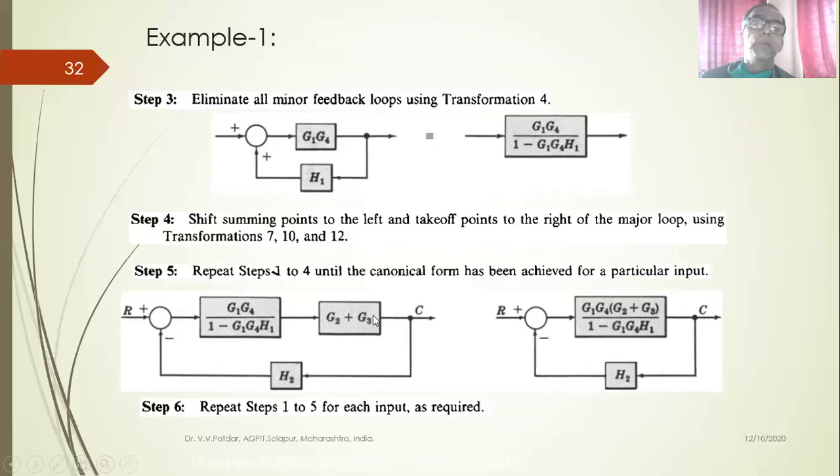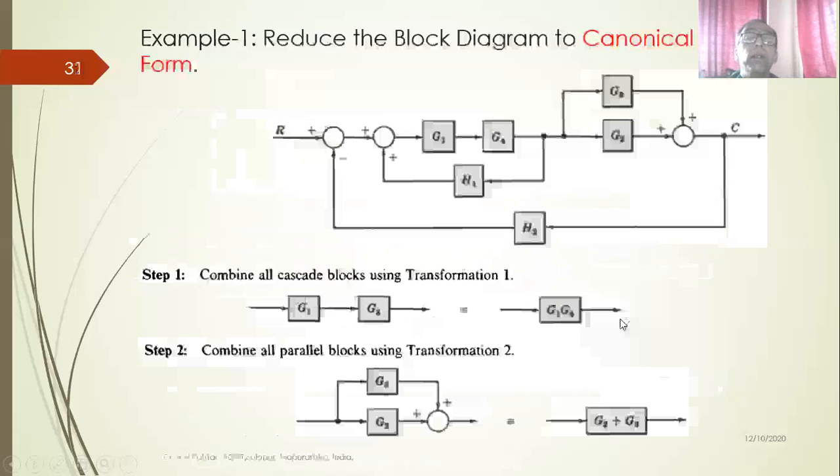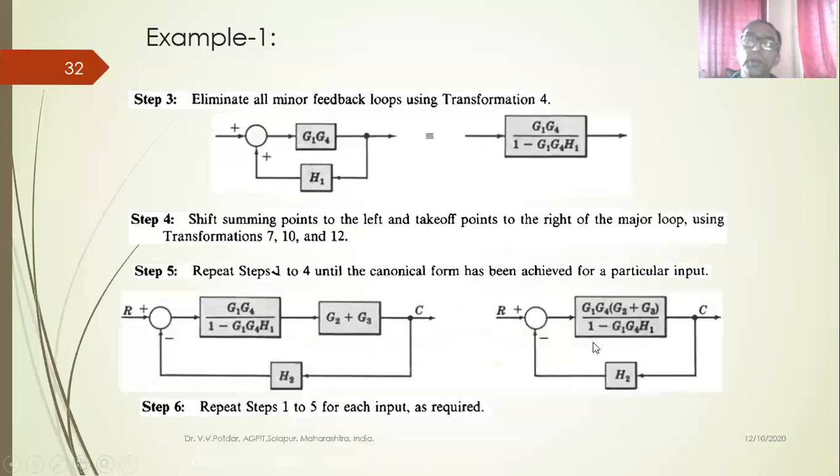This is how we get two blocks. This is a parallel block combination, a feedback block combination, and one block in the feedback path. Once again, these are in series or in cascade, so these can be combined by multiplying. So what has happened now? In the original problem, there were 5 blocks in the forward path and 1 block in the feedback path. In the reduced block diagram, there is 1 block in the forward path and 1 block in the feedback path. This is what is called the canonical form.